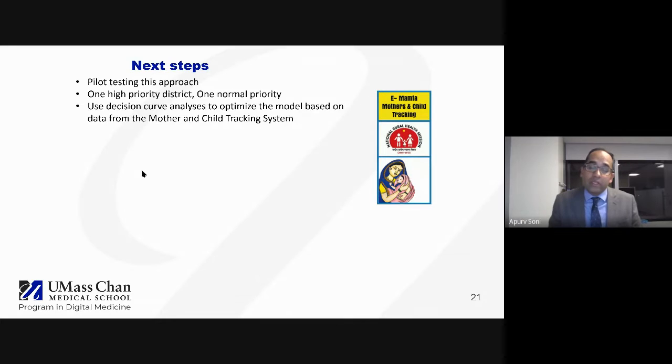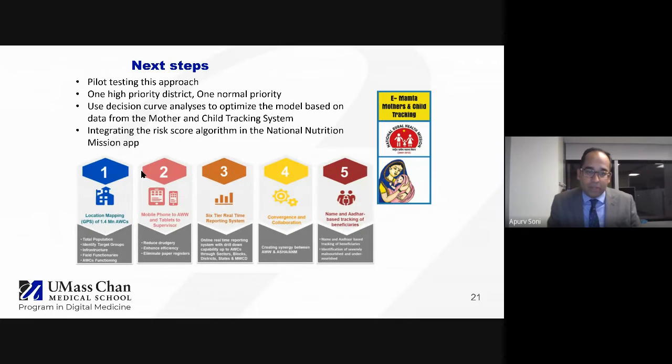We also recognize that this model is not going to be something that's static, and it would benefit from having new data come in, which allows us to retrain the model and improve upon it. And we really think that integrating this risk score algorithm in the National Nutrition Mission app would be a wise and strategically important step forward.